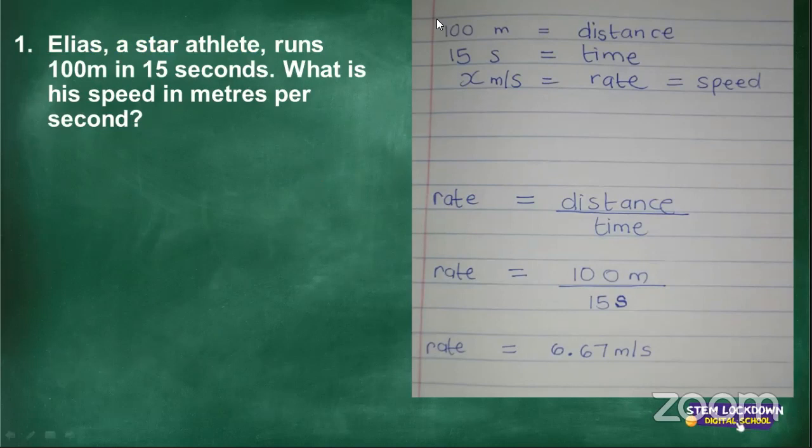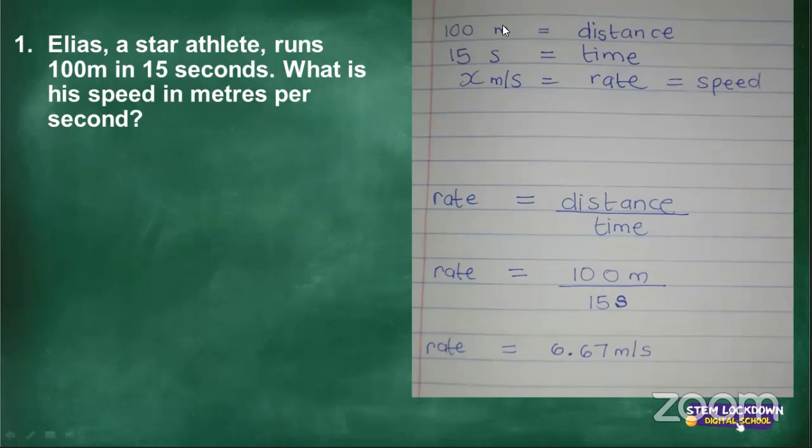Then, example: Elias, a star athlete, runs 100 meters in 15 seconds. What is his speed in meters per second? We are given this. Now, to work this out so that it doesn't confuse you, before you start with your calculations, write down your given values. Always write down what you are given and what you need to calculate.